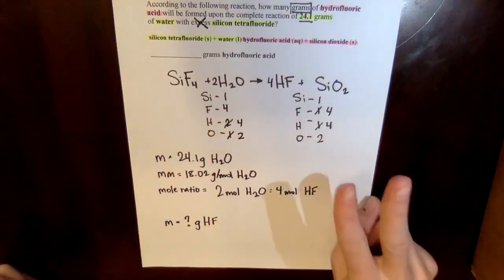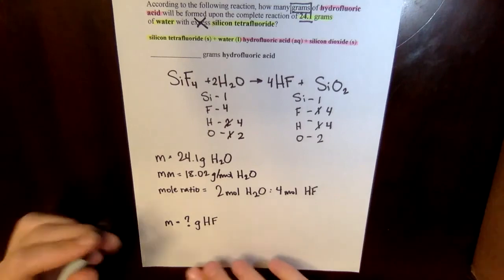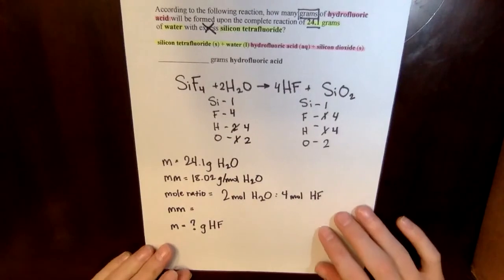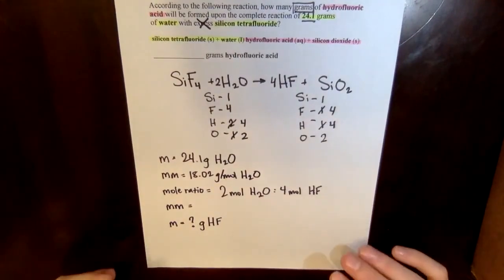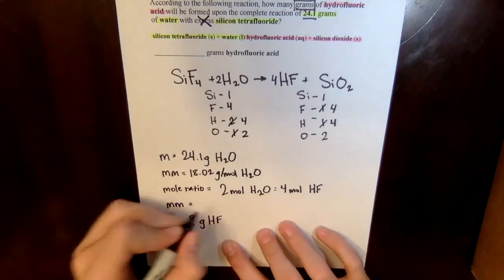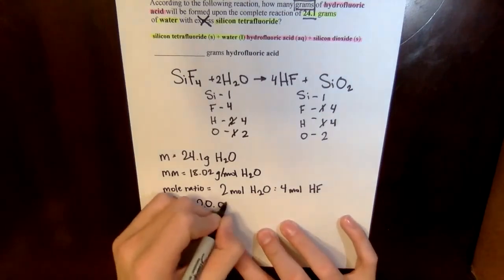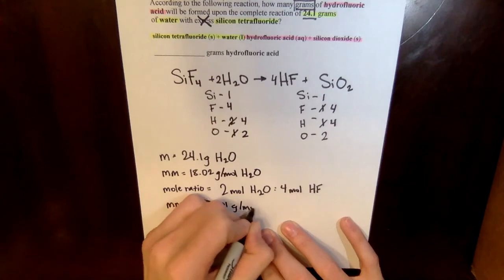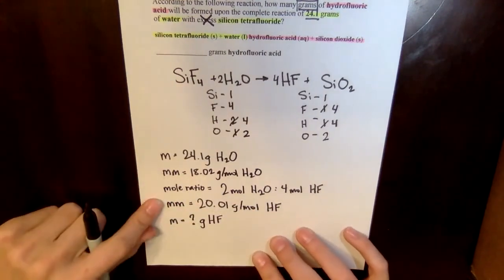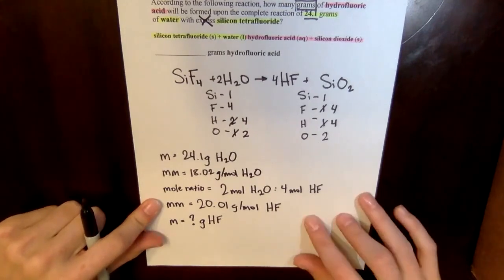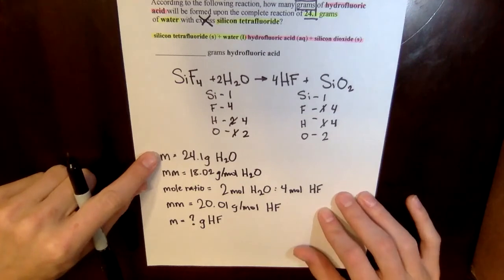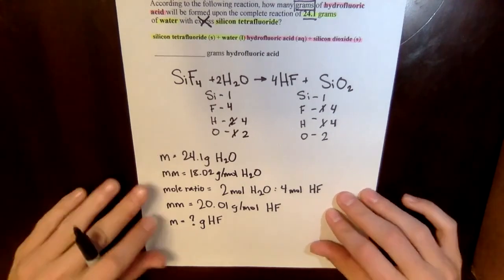That's step 2. Now step 3, we're going to need the molar mass of our ending compound, what product we're trying to get to. So the molar mass in this case of hydrofluoric acid is 20.01 grams per mole. And you'll recall that the molar masses right here we get from the periodic table. So those are going to be the things that help me get from point A, mass of water, to point B, mass of hydrofluoric acid.